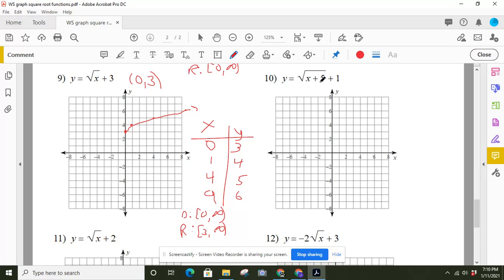All right, so 10, now I've got square root of x plus 5 plus 1. So now my h is negative 5. Okay, so it's negative 5, and my k is 1, so my critical point, negative 5, 1. So that's where I'm going to start at. So if we do the table of values first, that's what I'm going to put in there first, is my critical point.